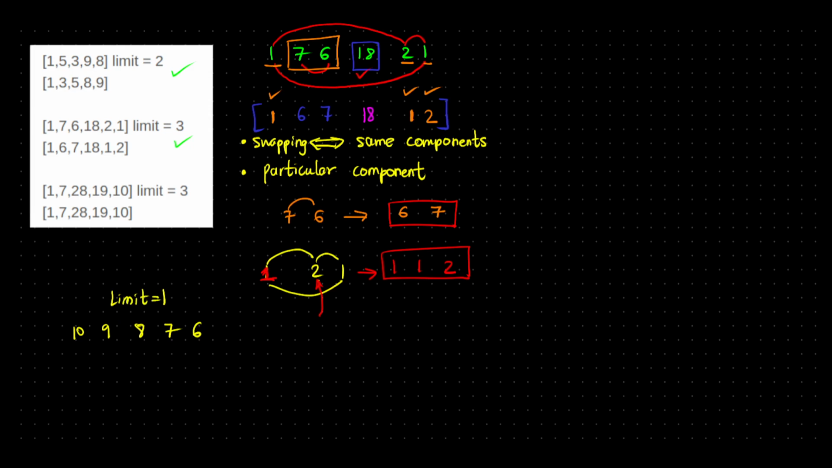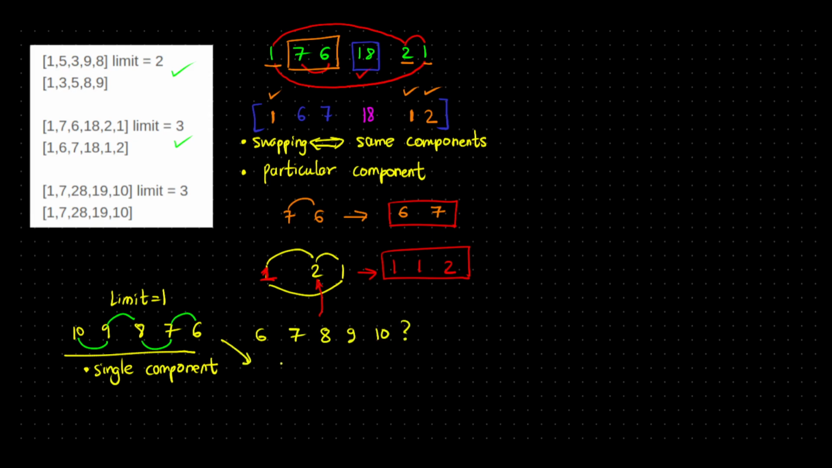In this case, we can see that the only operations that are possible are between adjacent elements. Now, can we make this into a sorted sequence? This is already a single component. All of the elements belong to a single component. And to find out the best lexicographically smallest answer for this case, can we make it 6, 7, 8, 9, 10? We need to know if that is possible.